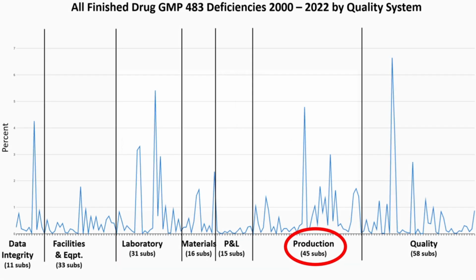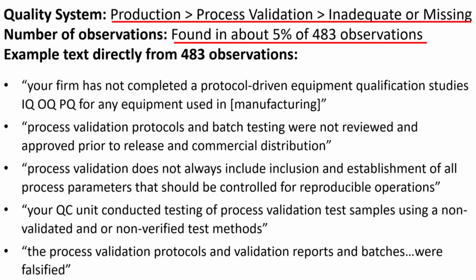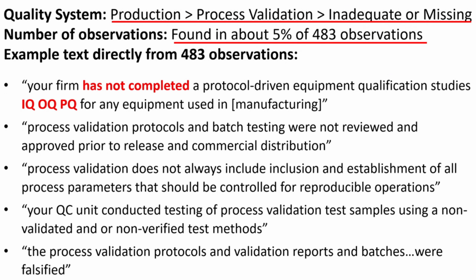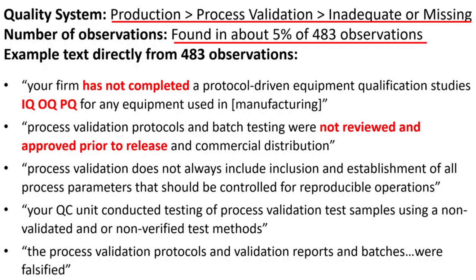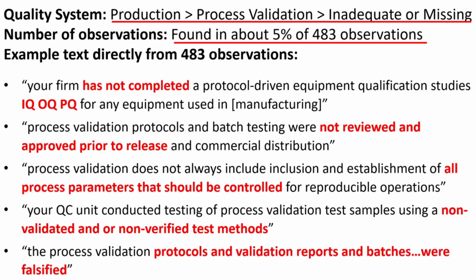If we zoom in on just that portion of the chart, we can see the most frequent issue is process validation, inadequate or missing, seen in about 5% of the findings. One common observation is around IQ, OQ, PQ not being performed. In other cases, the studies were done but not reviewed and approved prior to product release. There are also observations for studies that were not appropriately designed, studies where test samples were analyzed using methods that had not themselves been validated, and finally, thankfully not a common observation, but here's one given to a firm that falsified validation protocols and reports.